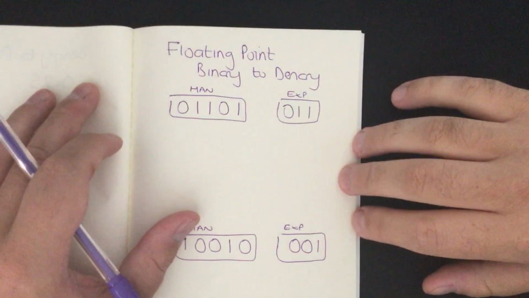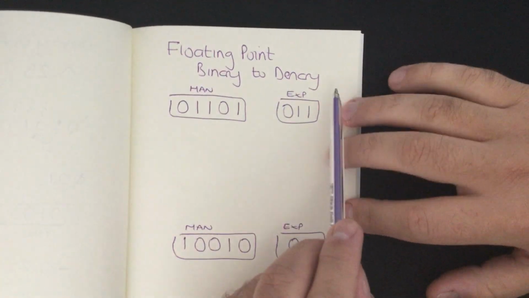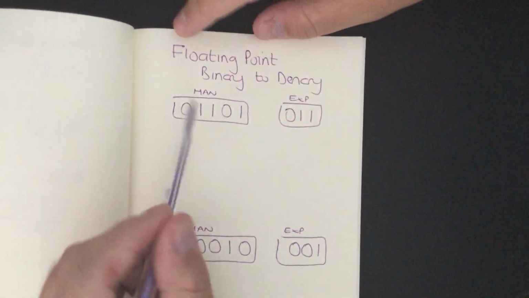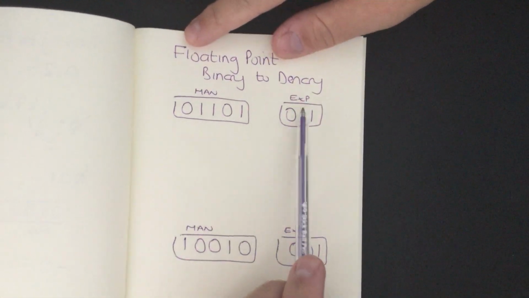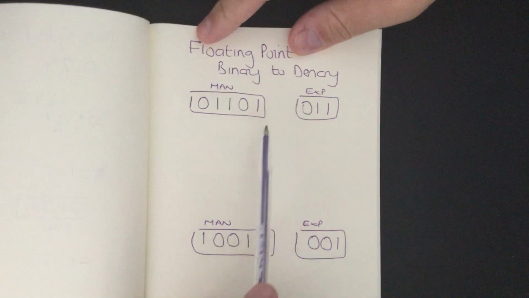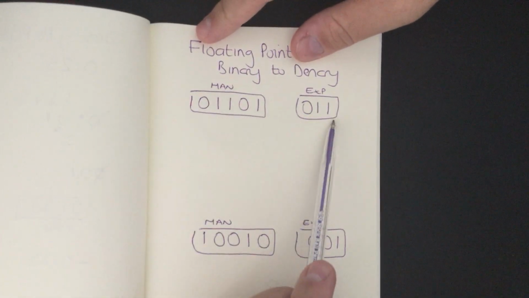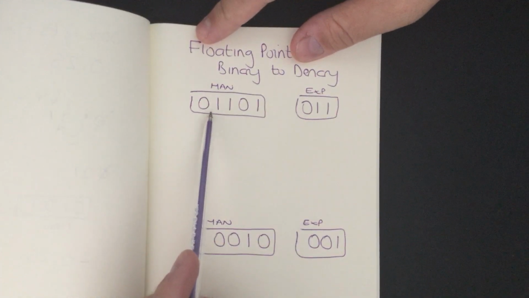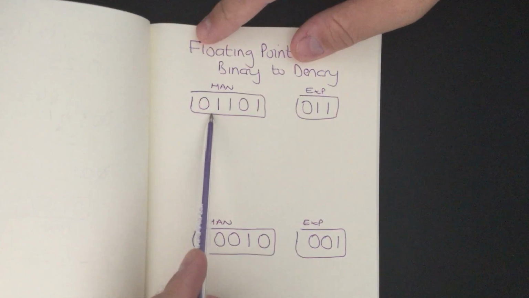So now we're going to look at floating point numbers, binary to denary. You are given in the exam a binary number with a mantissa and an exponent. First thing to note is, look at the number that you've been given. It starts with a 0, so you are going to make a positive number.